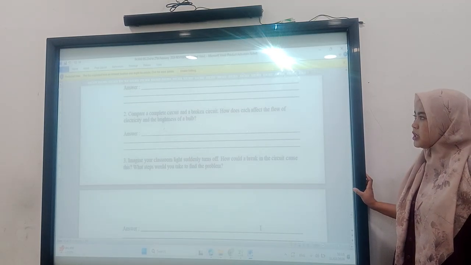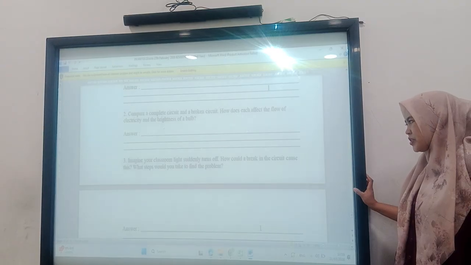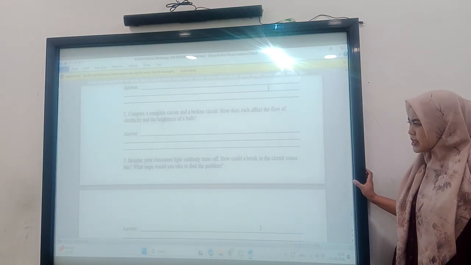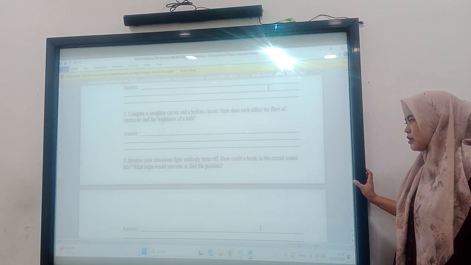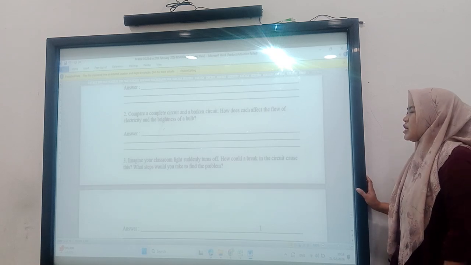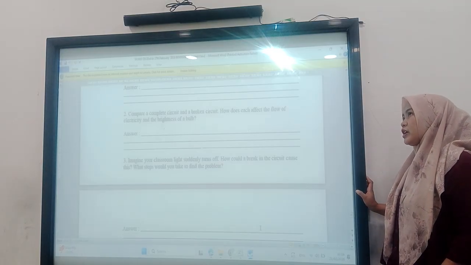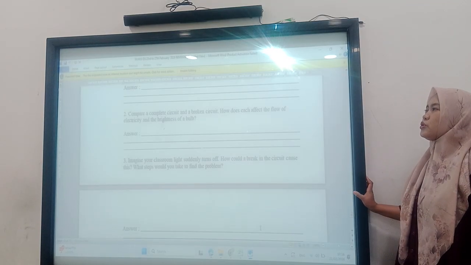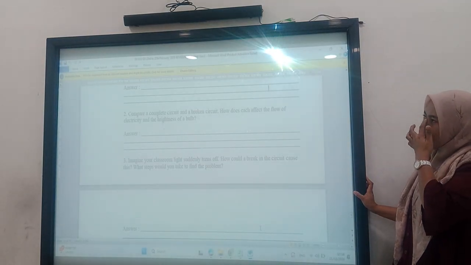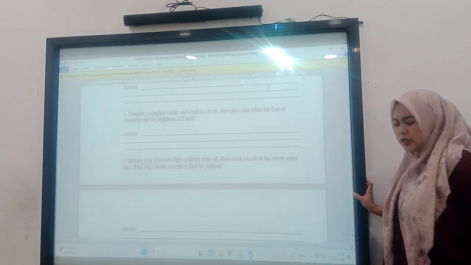Number three, imagine in your classroom the lights suddenly turn off. How could a break in the circuit cause this? What step would you take to find the trouble? So a break can stop the electricity from flowing. The steps that I would do are to check the wire, check the switch, and then check also the plug to find the problem.